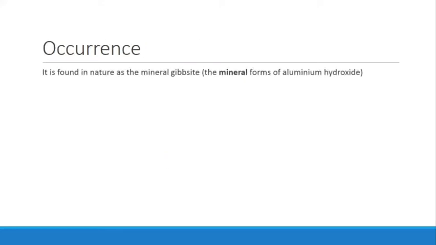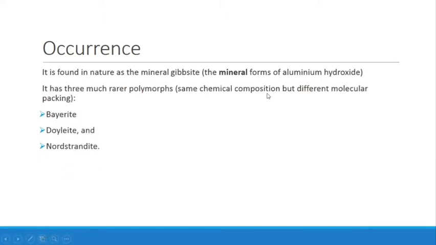It is found in nature as the mineral gibbsite. Gibbsite is the mineral form of aluminum hydroxide. It occurs in three rare polymorphs, which have the same chemical composition but different molecular packing. Polymorphs all are aluminum hydroxide but with different molecular packing, in the direction of the hydroxyl group or aluminum.